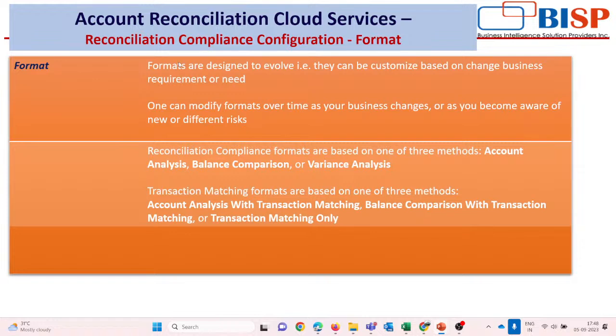So formats are designed to evolve. That is, they can be customized based on changing business requirements. Say if we have to change something in the attributes, if we find that some attribute is not being used or is irrelevant for this format, we can just go and change the format and use the new format. So this is what it means, that one can modify the format as per our requirements.